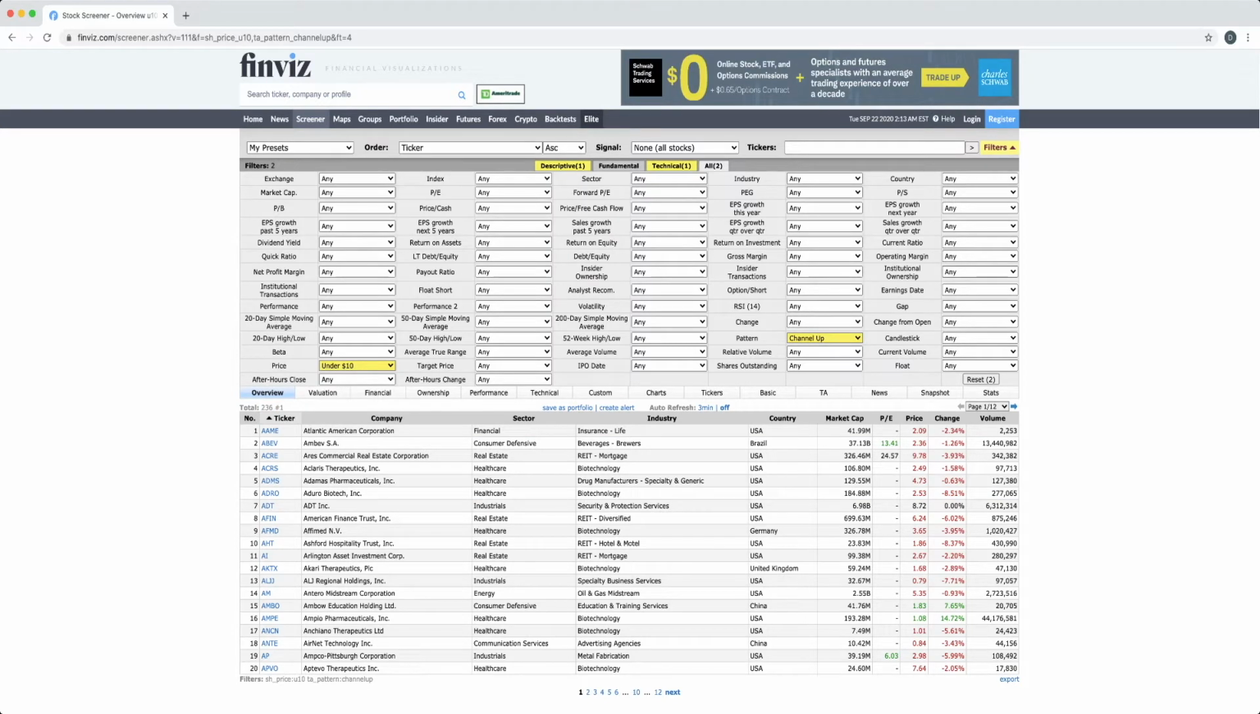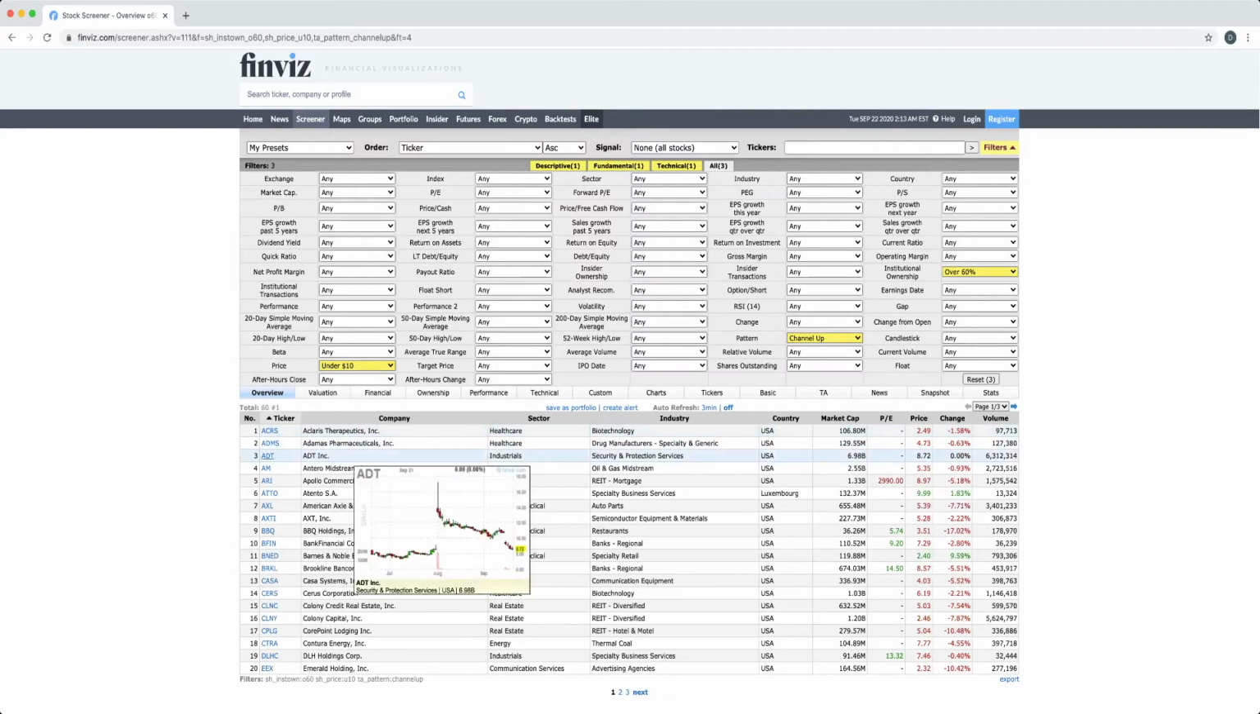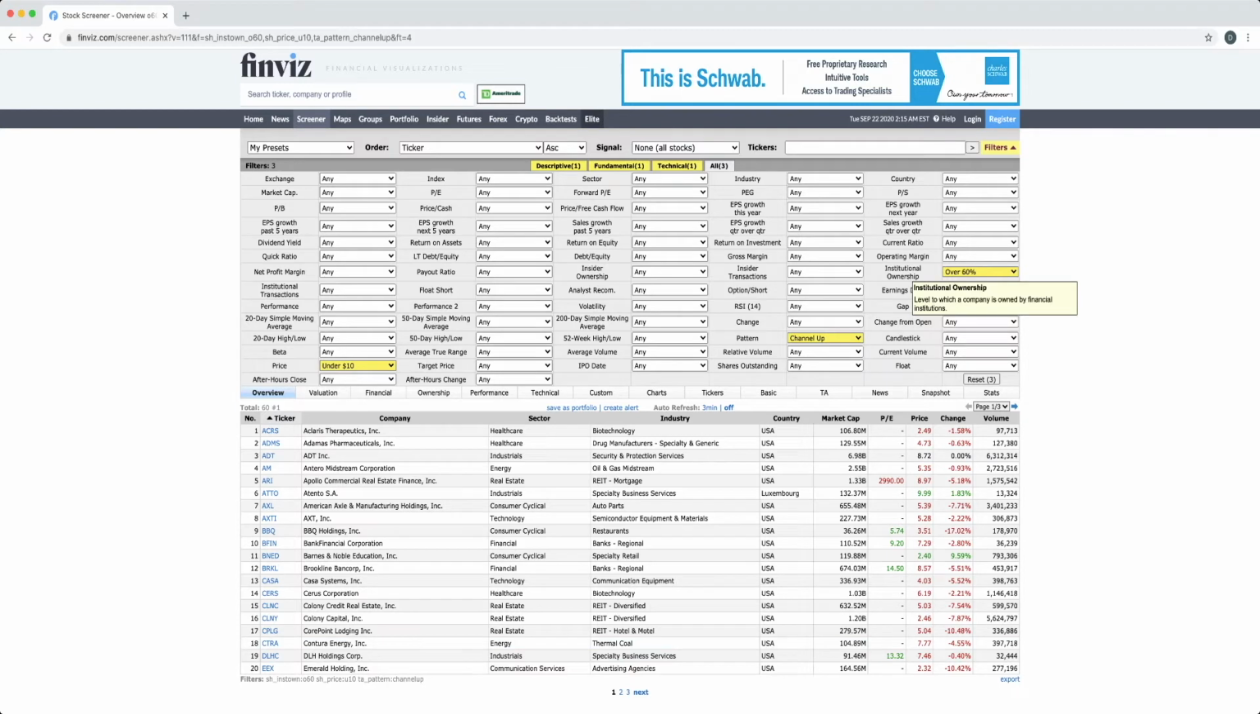One of my top inputs for finding good swing trades is institutional ownership. For a starter, I like to look over 60%. What this means is that over 60% of shares available for trading are owned by big investment institutions. As you can see down here, now we only have 60 tickers to go through.